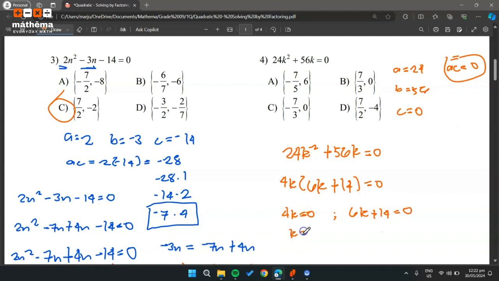So k is 0. Then we have 6k equals negative 14. K is equal to negative 14 divided by 6, or this is just equal to negative 7 over 3. So where can we find these values? Negative 7 over 3 and 0. That is actually letter C in the choices.